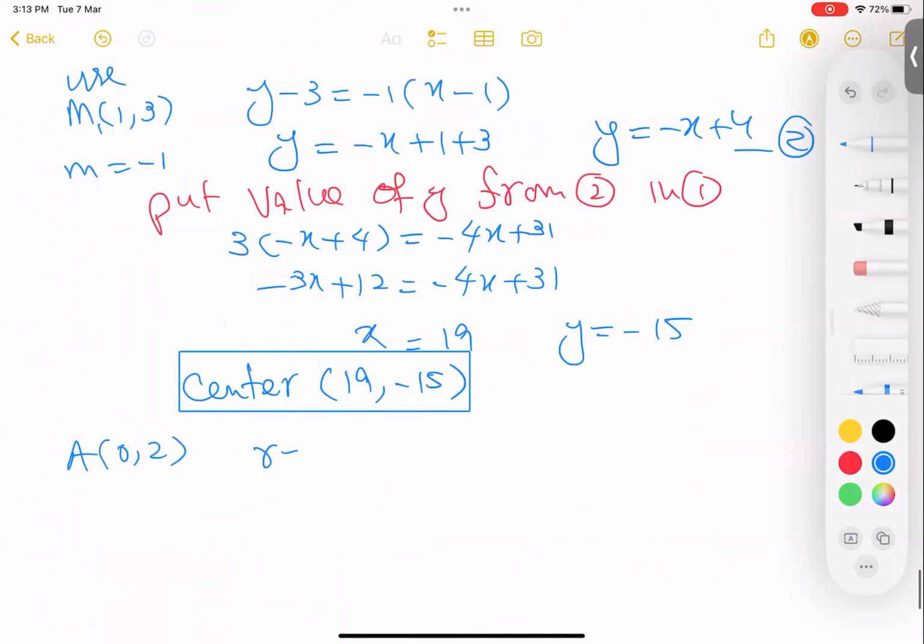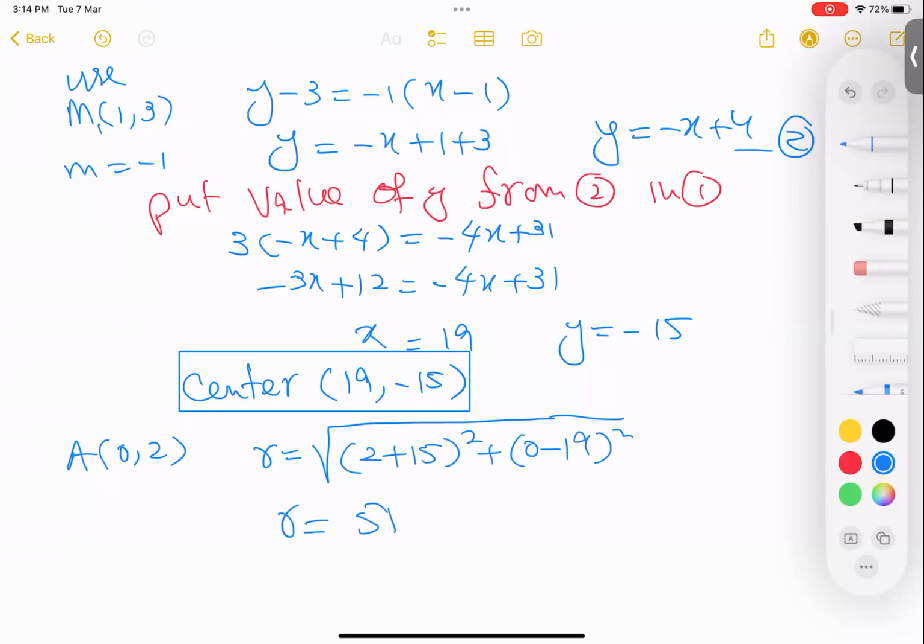And how to find the radius, students? All of you know the distance formula. So I'm writing here y2 minus y1 and x2 minus x1. I believe the point is very clear, and now I'm finding it. So the root of 17 to the power 2 plus 19 to the power 2, and the answer is coming 5 root 26.